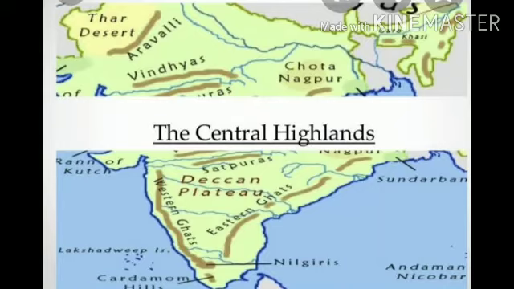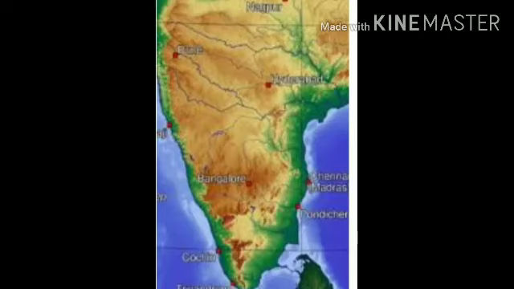The Western Ghats cause orographic rain by forcing the rain-bearing moist wind to rise along the western slope of the Ghats. The highest peaks of the Western Ghats are Anaimudi and Dodabeta. Anaimudi is 2695 meters high and Dodabeta is 2637 meters.